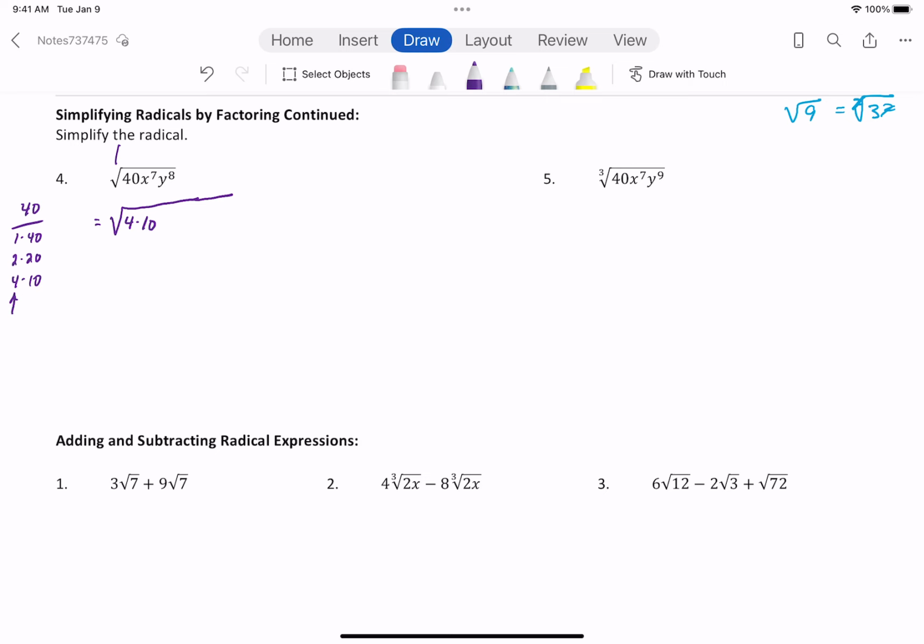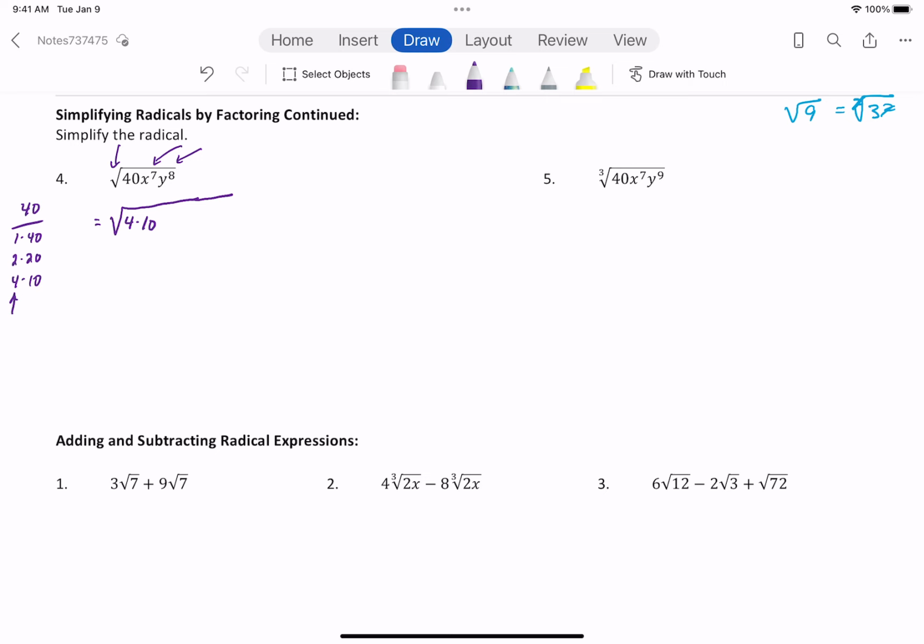So if the index is a 2, the first thing I want to try to do is get my exponents to be even so that they're divisible by 2. So y to the 8th, that one's already an even number, so we're okay. Now the square root again is going to be easier here than the cube root.